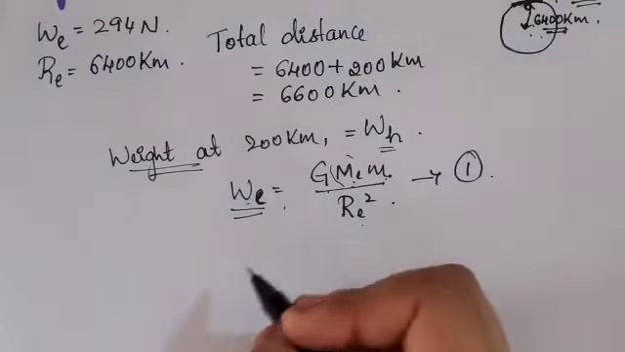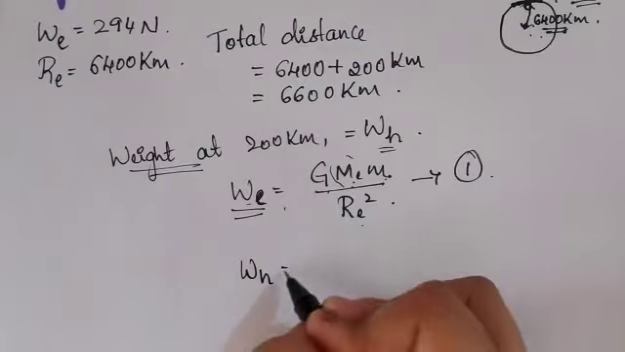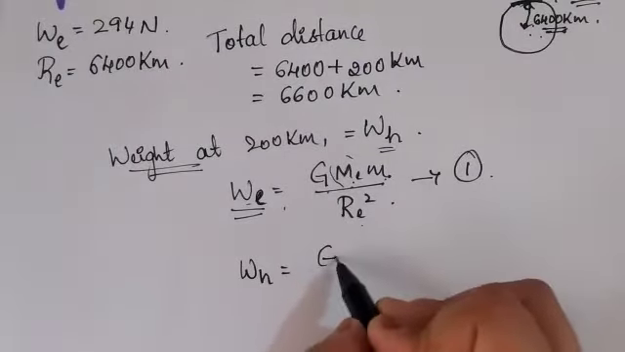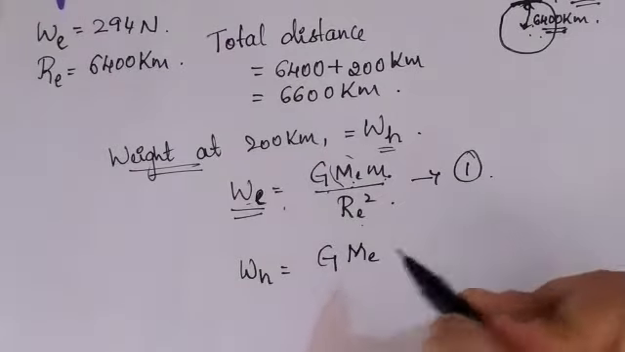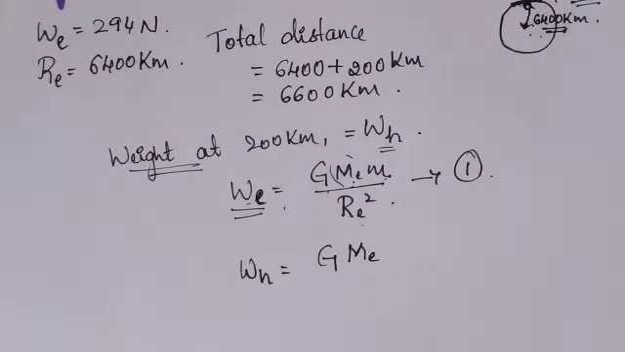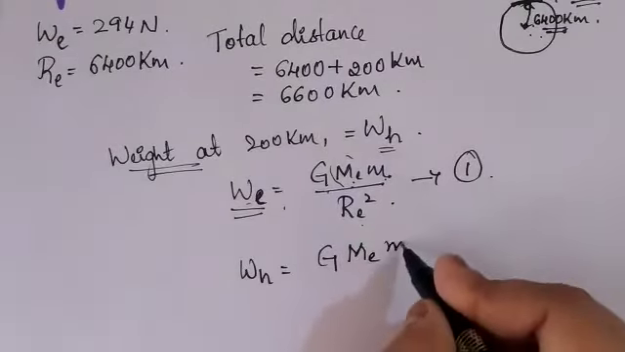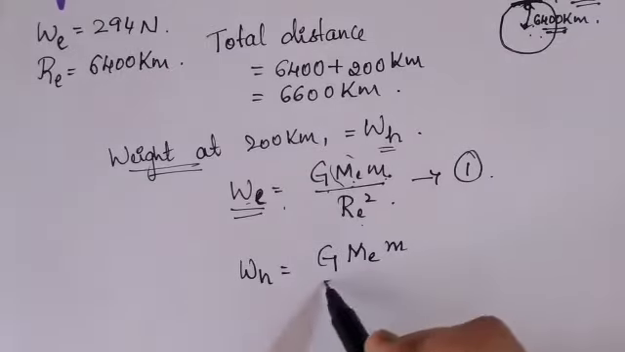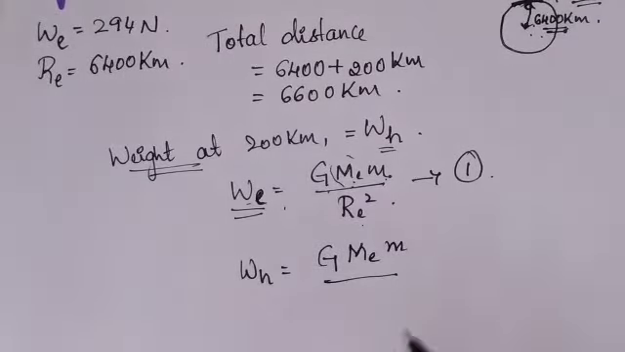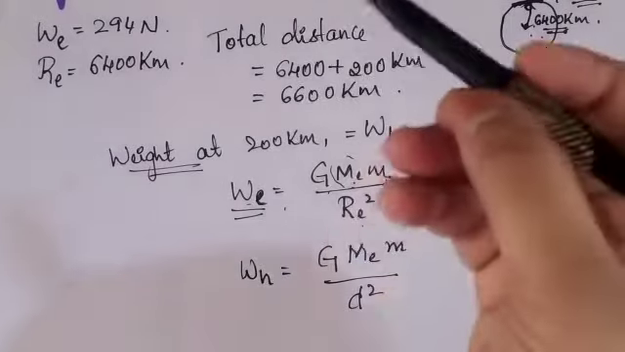Now let me consider the weight of an object at a certain height. Capital letter G is constant, and here we are only considering the Earth, not any other planet, so it will be ME itself. Mass of the object M is also constant wherever that object goes. It is divided by D square, which I will consider because it is the radius plus a certain distance.